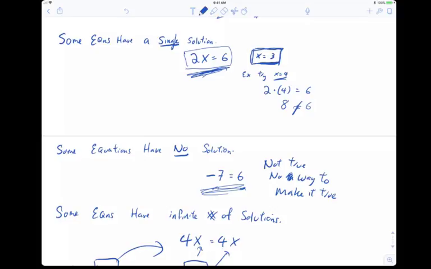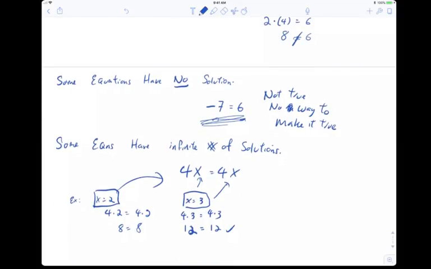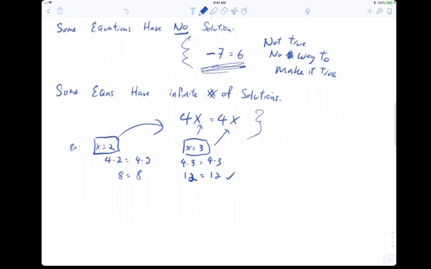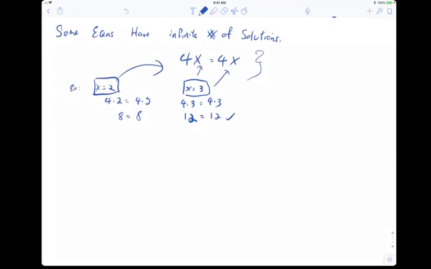Very rarely will we ever see expressions like this or like this. But sometimes there's no solution, and sometimes there's an infinite number of solutions. And it's important to know when these happen. So that's just a side note. Let's get back to it.